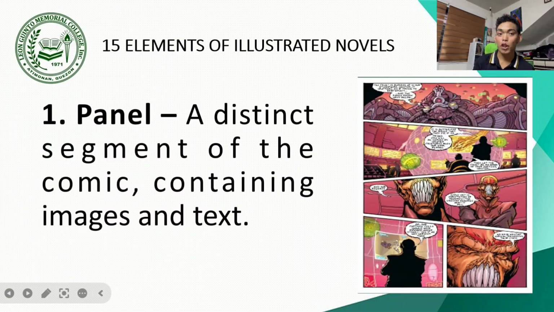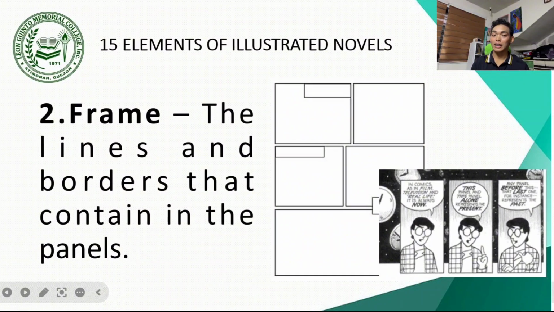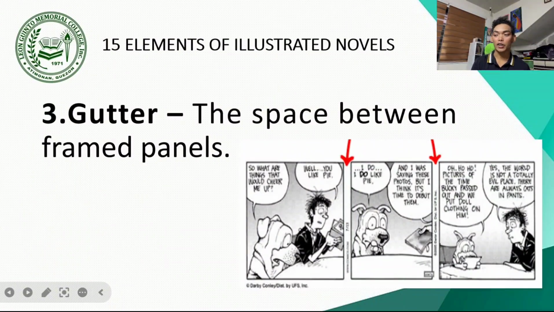So here are the examples of panel. A panel is a distinct segment of the comic containing image and text. Now, can you count how many panels are in the examples? We have 1, 2, 3, 4, and 5. So now let's go to the second one, which is frame. This is the example of frame. A frame is the lines and borders that contain the panels. And on the third one, we have the gutter, which is the space between frames or panels.